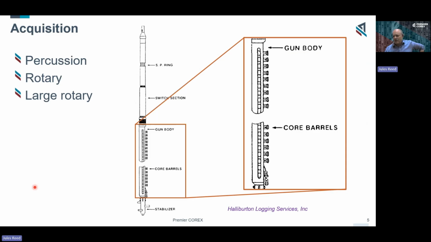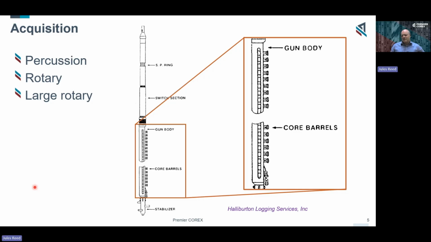So there are these days potentially three types of sidewall core. There's really only two, either percussion or rotary. But within the rotary, you have the original rotary size, which was approximately 1 inch in diameter, and then you have more recent large rotary. When I say recent, at least 10-15 years. Large rotaries sometimes get called max core or XL rock, and they would be 1.5 inch in diameter.